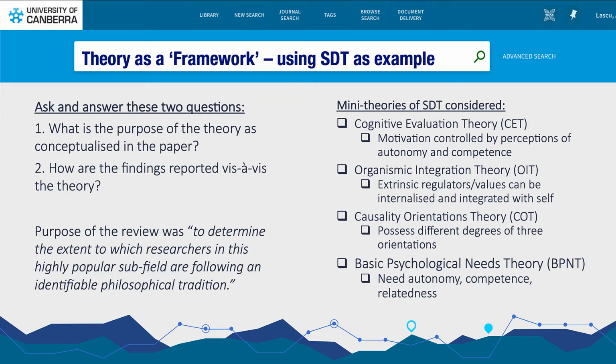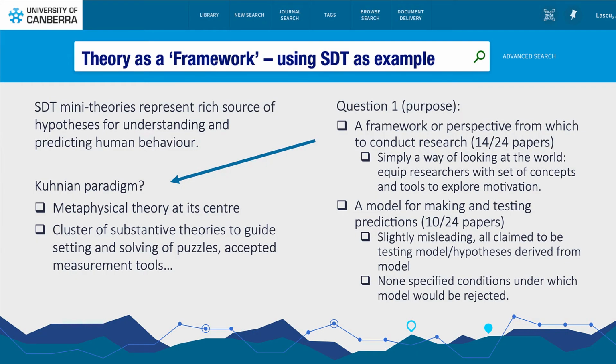Now, self-determination theory itself has a series of mini-theories, and the ones that were considered in this study were cognitive evaluation theory, organismic integration theory, causality orientations theory, and basic psychological needs theory. So the mini-theories themselves represent a rich source of hypotheses for understanding and predicting human behavior.